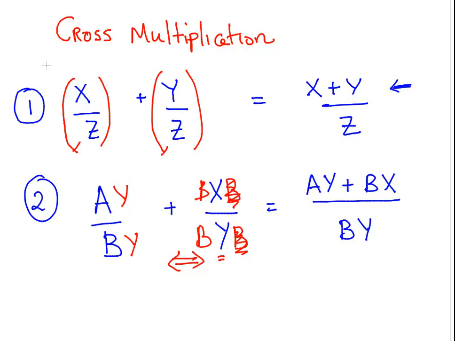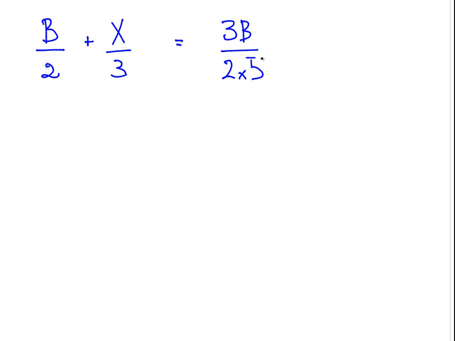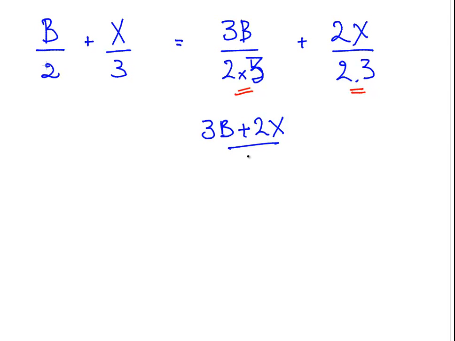Let's try something a little bit more complicated and then go for something sort of exam standard. So b over 2 plus x over 3. What we're going to do here is multiply b over 2 by 3, so we're going to have 3b over 2 times 3. And the other term, we multiply the numerator and the denominator by 2. So that's plus 2 times x over 2 times 3. The denominators are the same, so we have 3b plus 2x all over 6.